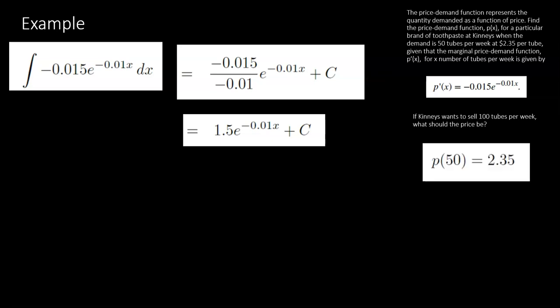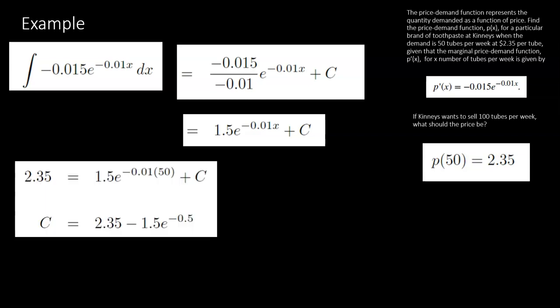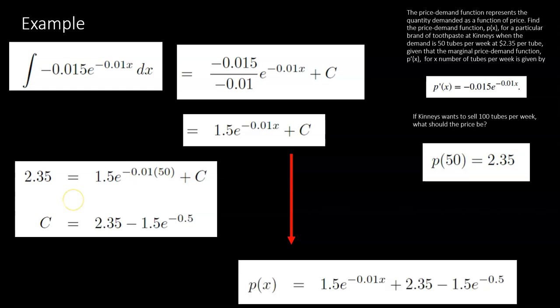We were given that p of 50 equals 2.35. So I'm going to use that to figure out what my c is. I plug in 2.35 and 50 for my x, which tells me c is equal to 2.35 minus 1.5 e to the negative 0.5. And yes, I'm leaving it like that. I don't like to change into decimals until I have to. So that means p of x is 1.5 e to the negative 0.01x plus that c. You can read that. I'm not going to read all that. Here's my p of x.